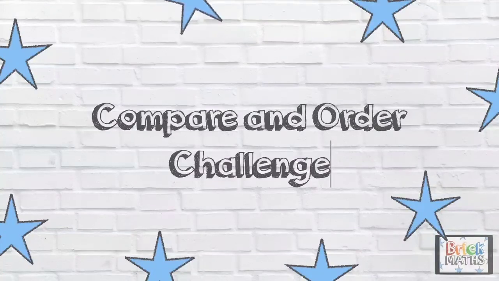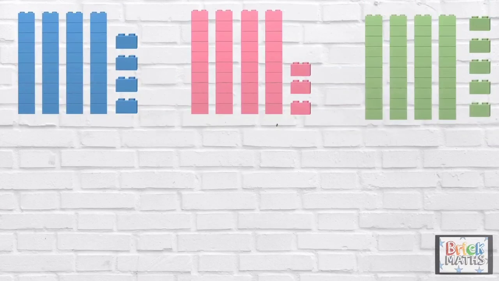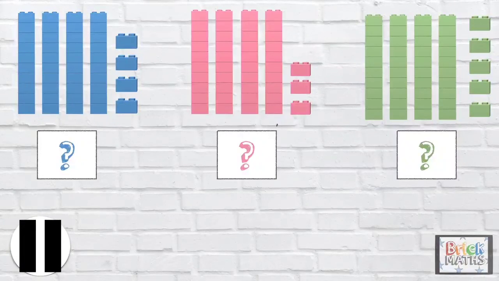Comparing numbers, challenge 1. Here are 3 different amounts. How many bricks are in each group? Which colour has the least amount of bricks? And which colour has the most amount of bricks? Pause the video to give you time to work out the answer. Press play when you're done.